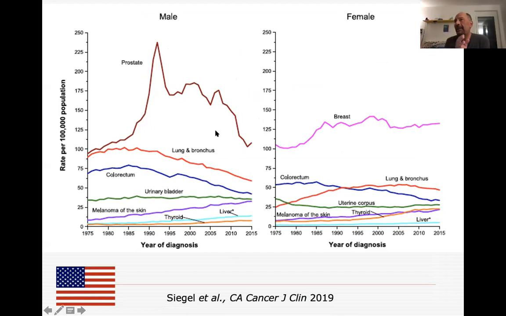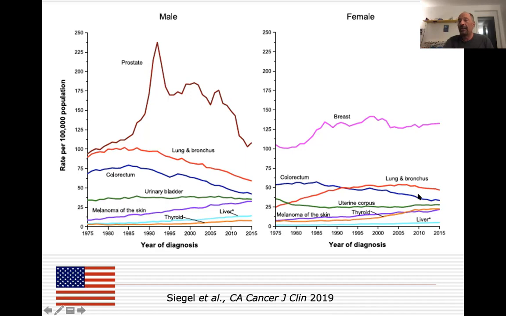But this is really a diagnosis bias. At about 1985, the PSA measurement in the blood, the prostate-specific antigen measurement, was introduced, which allows, of course, a very easy screening of the prostate. So you have a peak here, which has then been adjusted when it was clear that PSA was kind of over-diagnosing prostate cancer.